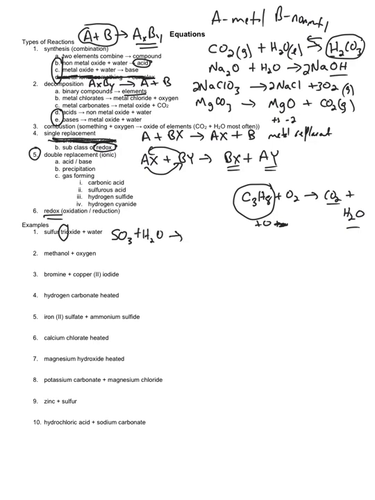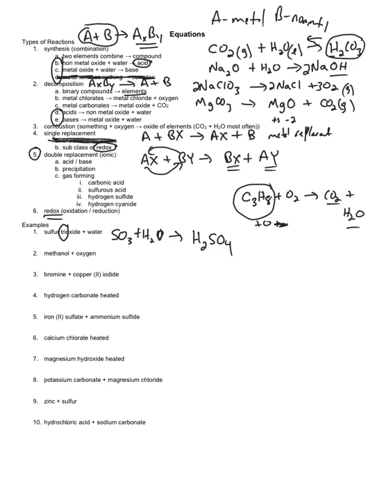This is an example way back at the top. This is a synthesis because they both contain oxygen. Sulfur is a nonmetal, so we're going to form an acid. If I combine all of the formulas, I get H2SO4, which is sulfuric acid.